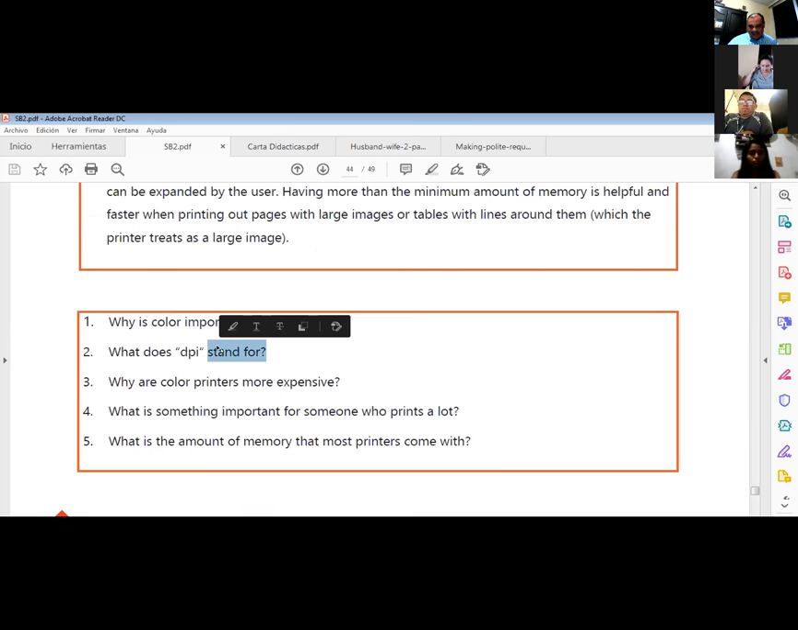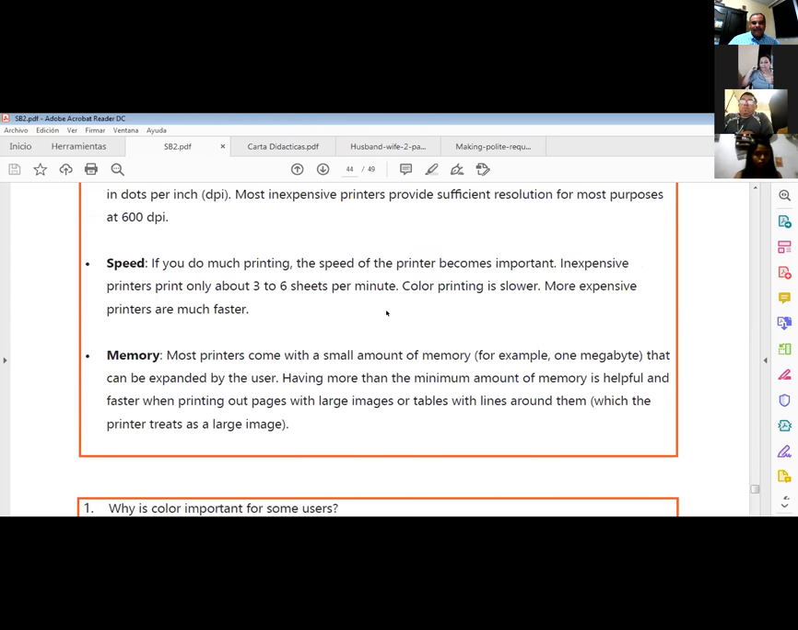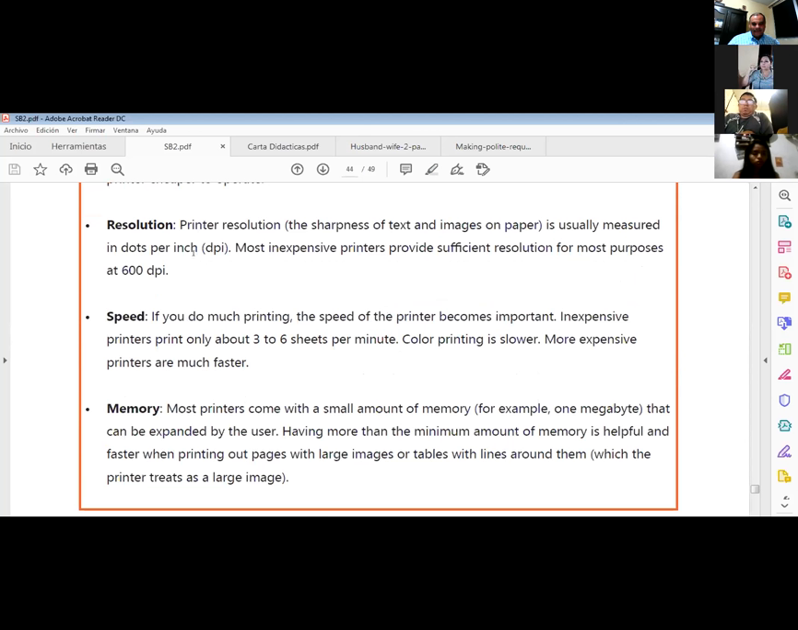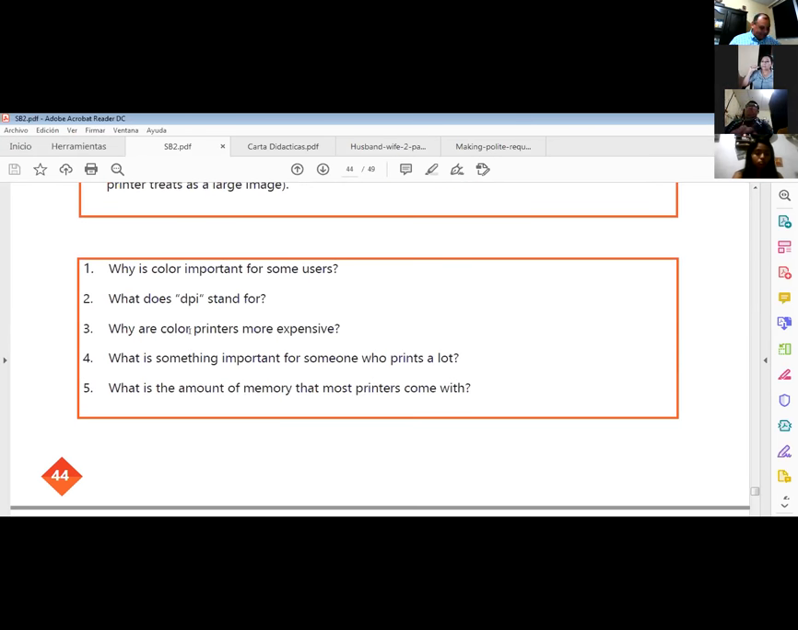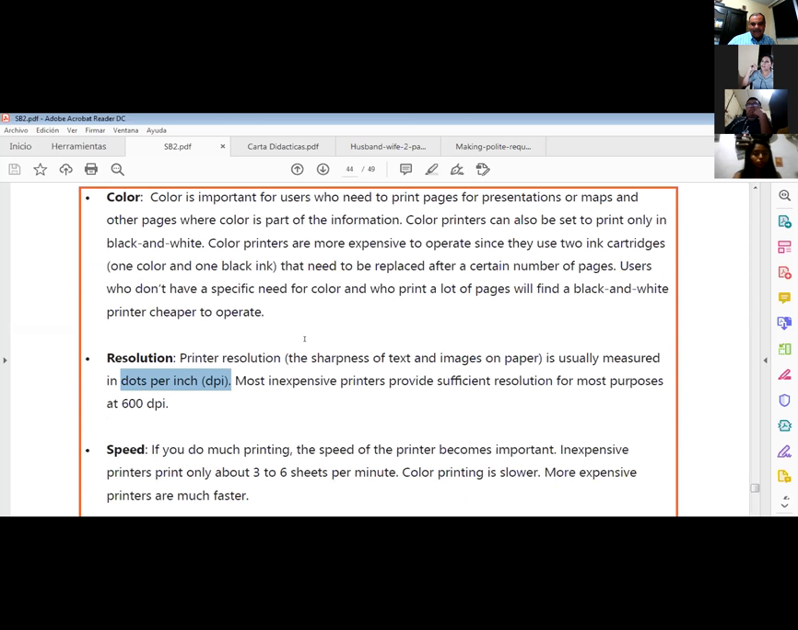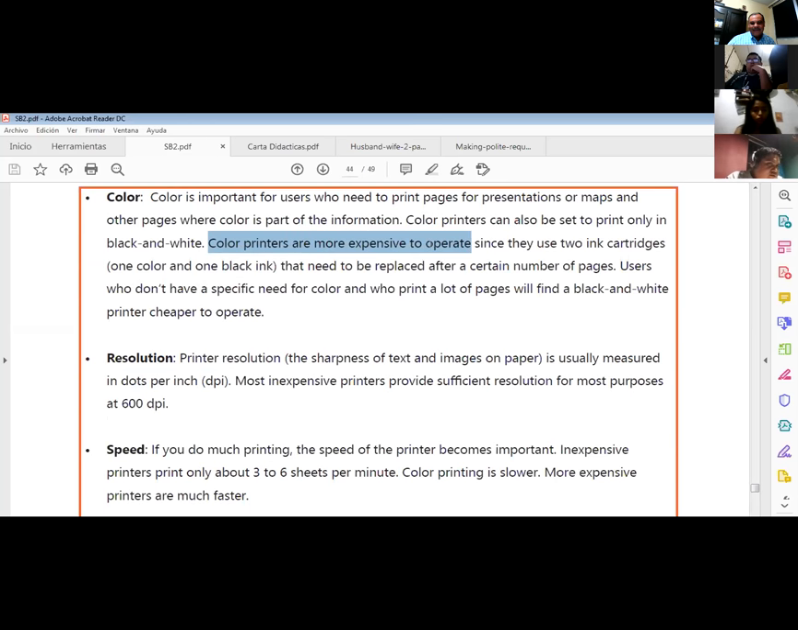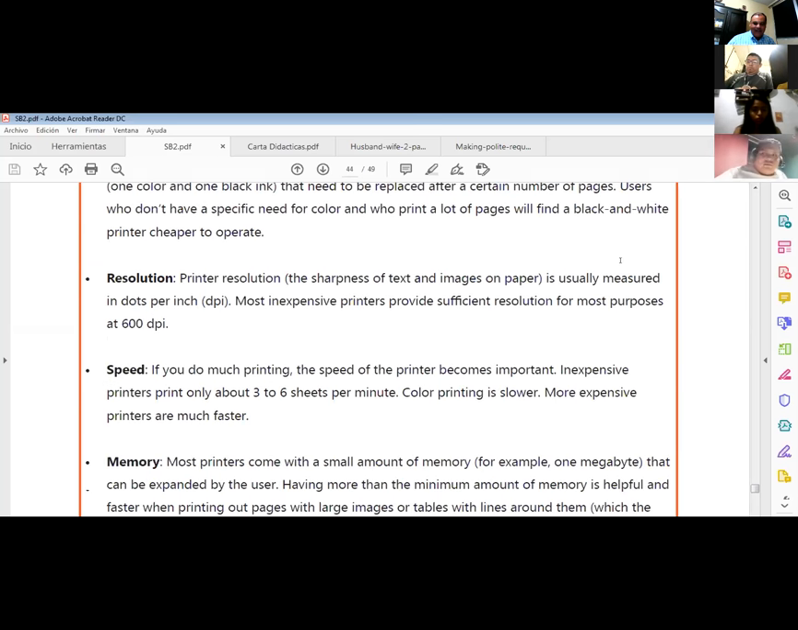Question number two, everybody, read it. What does DPI stand for? Dots per inch. That is correct. DPI. Dots per inch. Punto por pulgada. Okay, very good. Read question number three, please. Why are color printers more expensive? Color printers are more expensive to operate and they use two-ink cartridges, one color and one black. Very good.